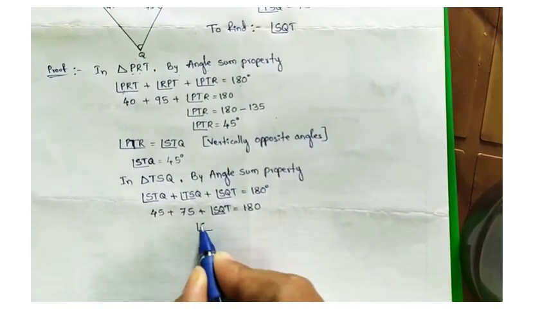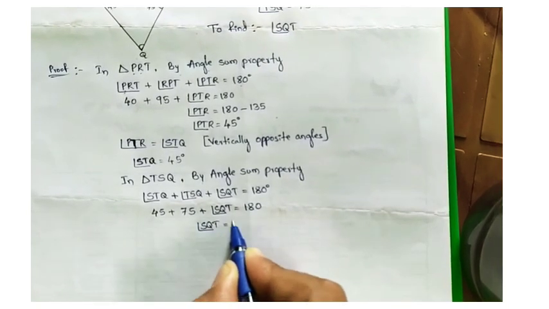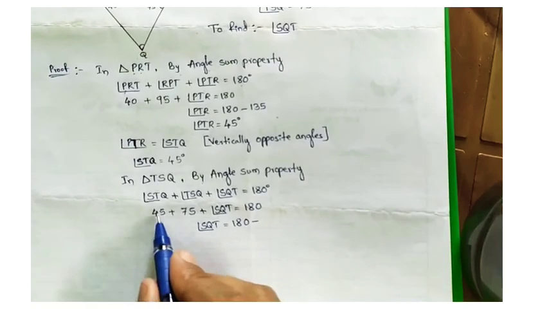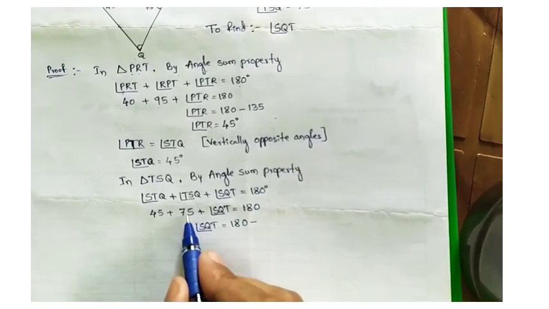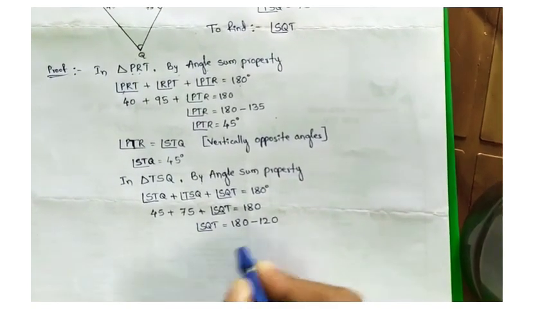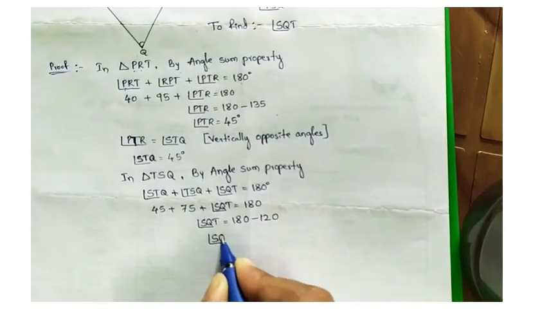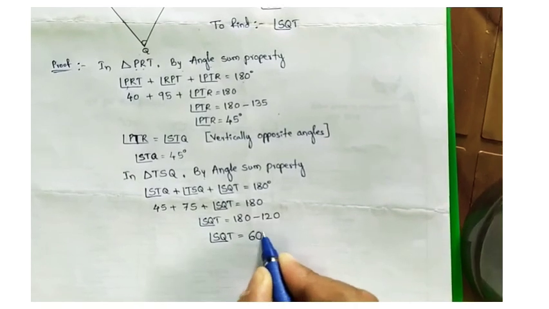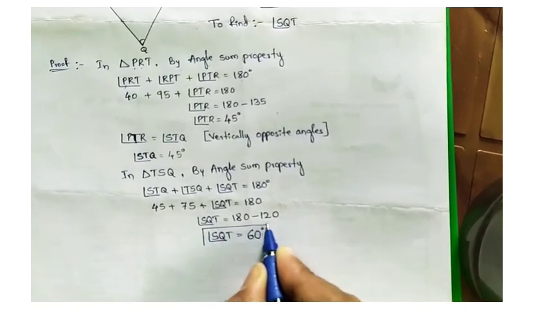So SQT equal to 180 minus, so add these two and take to right side. So 45 plus 75, here we will get 120. So angle SQT equal to 180 minus 120, here we will get 60 degree. This is our answer.